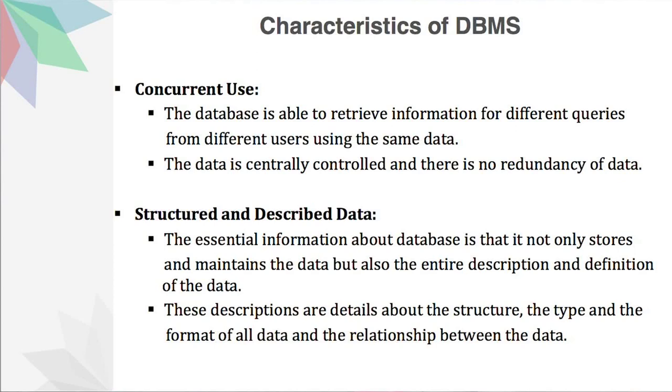Now let us look at the characteristics of the DBMS. The first characteristic is concurrent use. This means that several users will be able to access our database concurrently. The database is able to retrieve the information for different queries for different users using the same data. The data will be centrally controlled and there won't be any redundancy of this data. Basically we can have different users, say user 1, user 2, user 3, and all of these can use the database simultaneously. So this is our concurrent use.